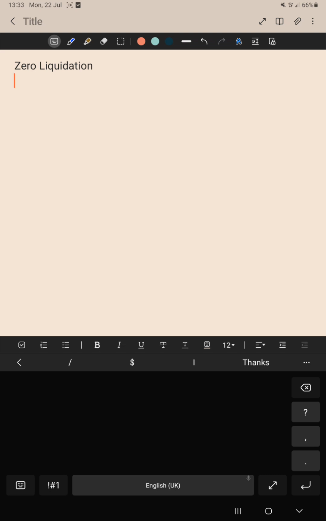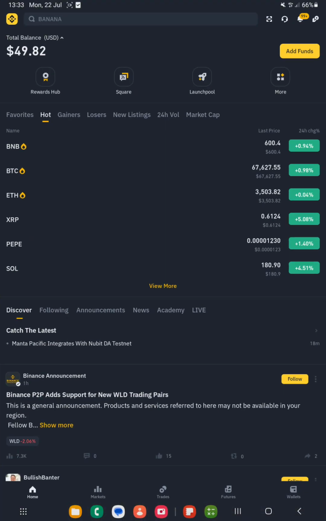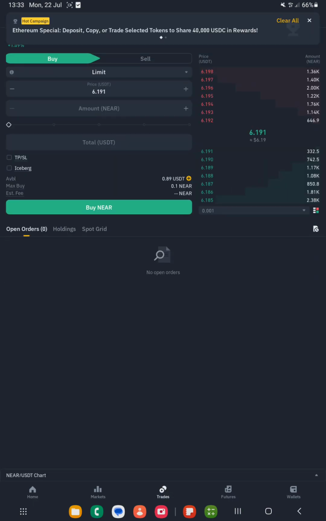So if you don't have a knowledge of futures trading, then you may need to understand what futures trading is. But for the purpose of a brief explanation, if you look over here on my Binance tab, you should be able to see trade at the bottom here and futures. Trade is like your normal spots. So this is where any coin you buy, if it goes up, it goes up. If it goes down, it goes down.